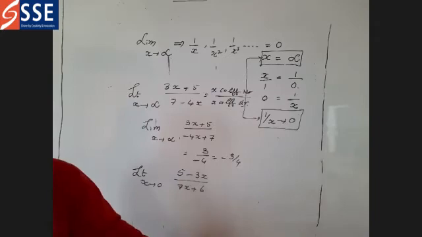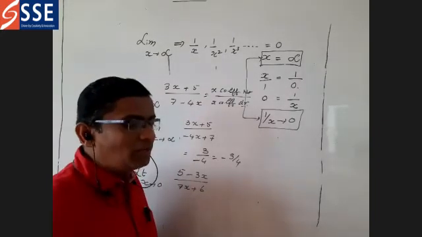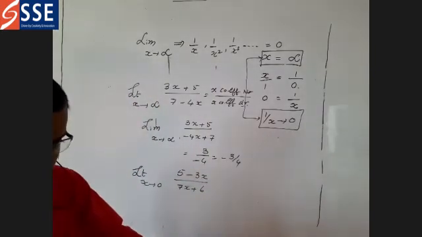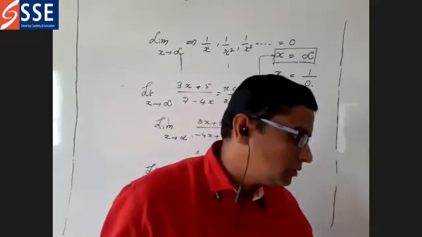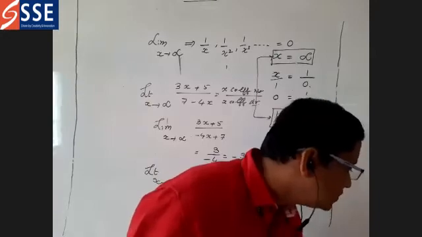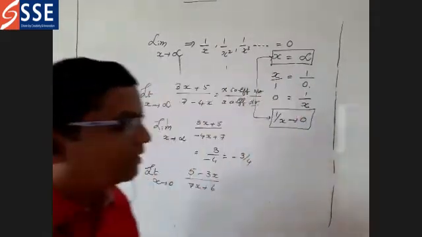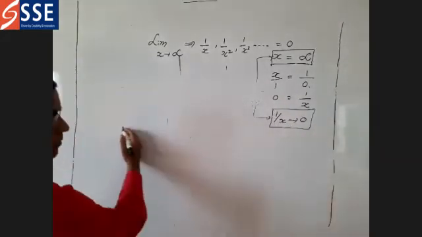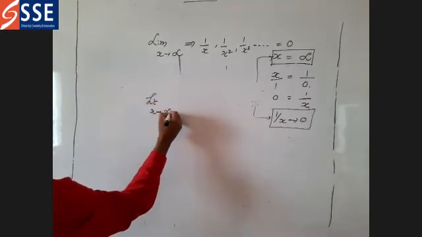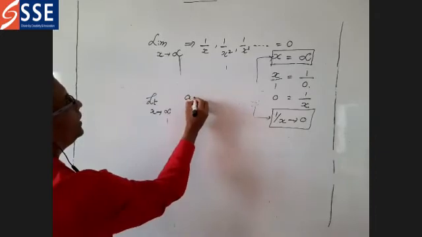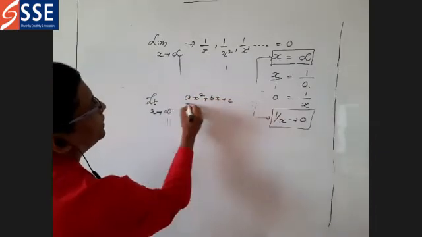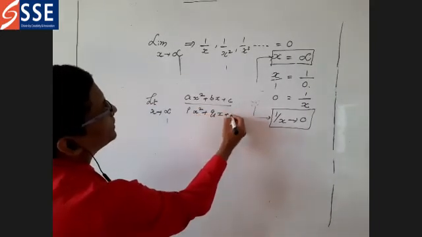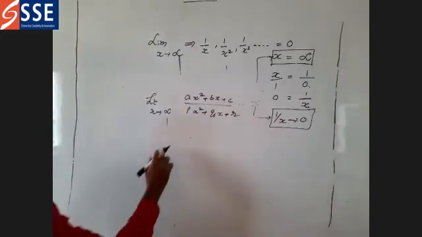See here. The answer is the coefficient of x in the numerator divided by the coefficient of x in the denominator. Good. Shall we move on to another one? Suppose the powers are there, what is the answer for that? Limit x tends to infinity, ax square plus bx plus c divided by px square plus qx plus r. What is the answer for this? If you understand, say it.